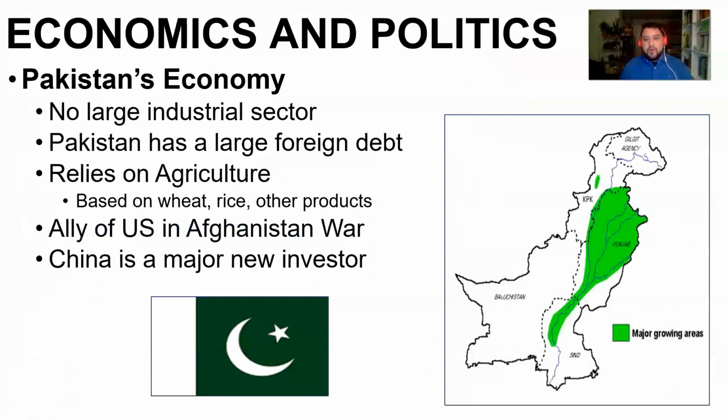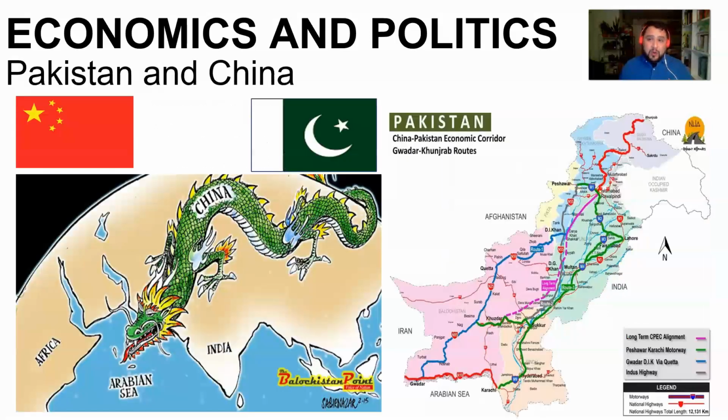Another important development in Pakistan is that Pakistan, for the most part, has not had a large industrial sector. It has been mostly agricultural. Pakistan has also had a large foreign debt. After 9/11, the United States and Pakistan became key allies for the war in Afghanistan. But now that the United States has left, Pakistan has lost a key source of military support and income from the United States. And what we have seen is that China has moved in as a new investor in Pakistan because China is developing a trade route known as the Silk Road Initiative.